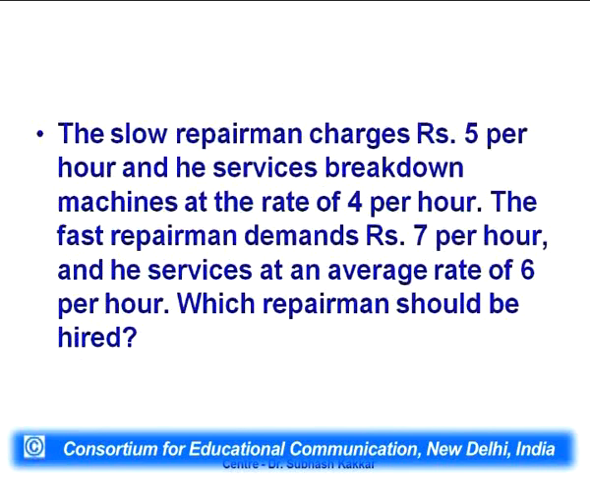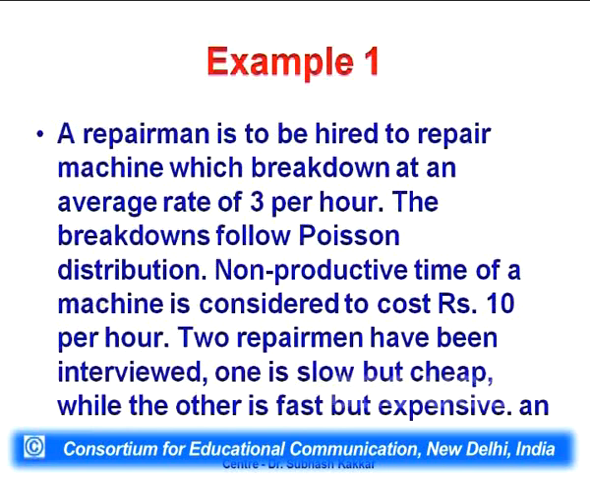The slow repairman charges rupees 5 per hour and he services breakdown machines at the rate of 4 per hour. The fast repairman demands rupees 7 per hour and he services at an average rate of 6 per hour. Which repairman should be hired? This is a question. Let us go back to the previous slide.